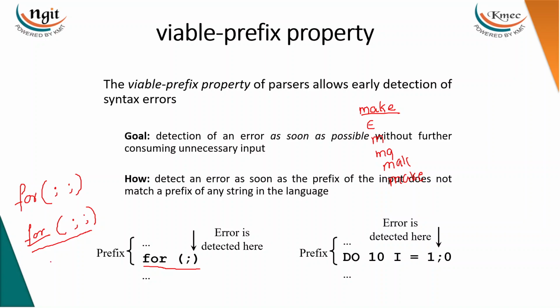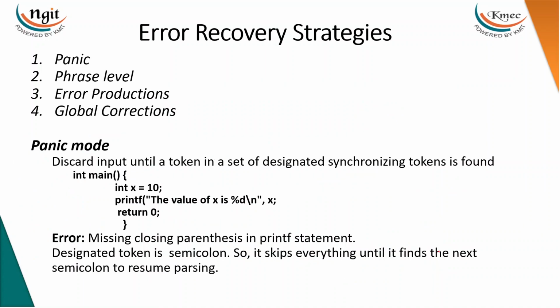All the prefixes can be taken like this: first for, then for open parenthesis, for open and semicolon, for open and semicolon, semicolon, and all these viable prefixes are valid strings. But in the erroneous case, for is well and good, for open parenthesis is valid, for open parenthesis and semicolon is valid, and whenever it reaches something that is not valid, it will stop reading the input string. Same way here with do: the semicolon must be there at the end of while. So these viable prefixes help to detect errors, and whenever it detects an error, it stops reading the input string and goes for the error recovery strategies.